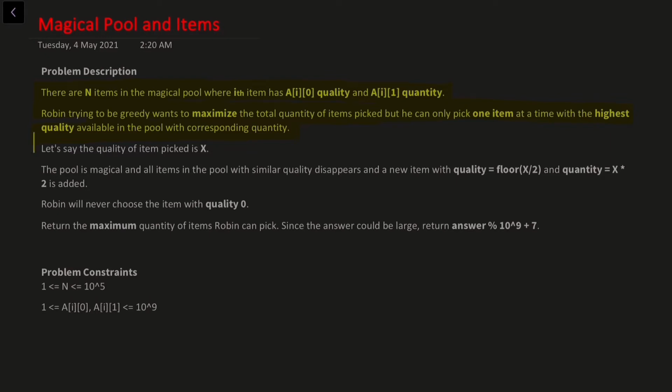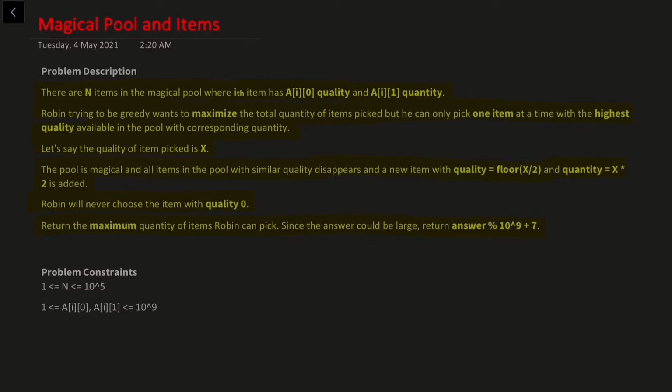Now let us say the quality of the item picked is x. The pool is magical and all items in the pool with similar quality disappear, and a new item with quality equal to floor of x by 2 and quantity equal to x into 2 is added. Now Robin will never choose the item with quality 0, and we need to return the maximum quantity of items Robin can pick. Since the answer can be large, we need to return it modulo 10 raised to power 9 plus 7. Okay, so this is the problem statement.